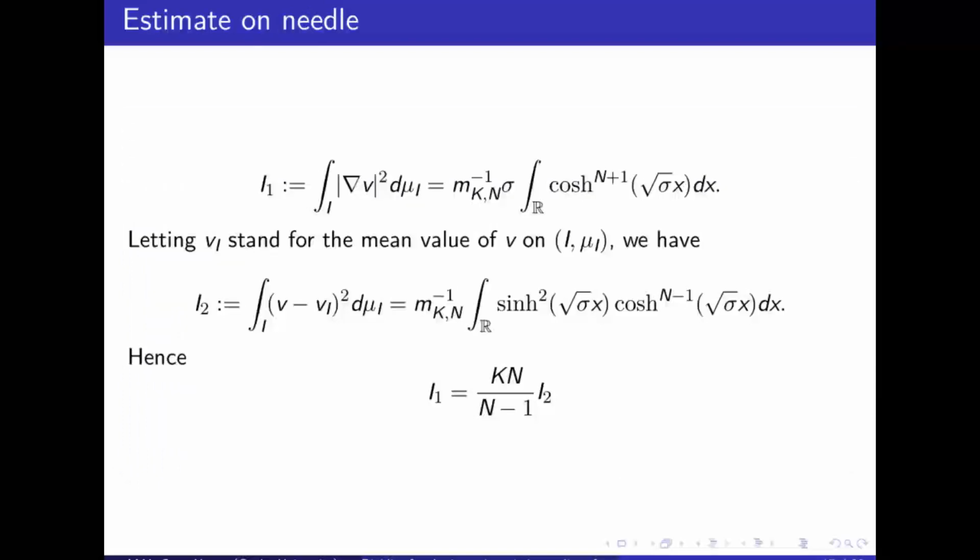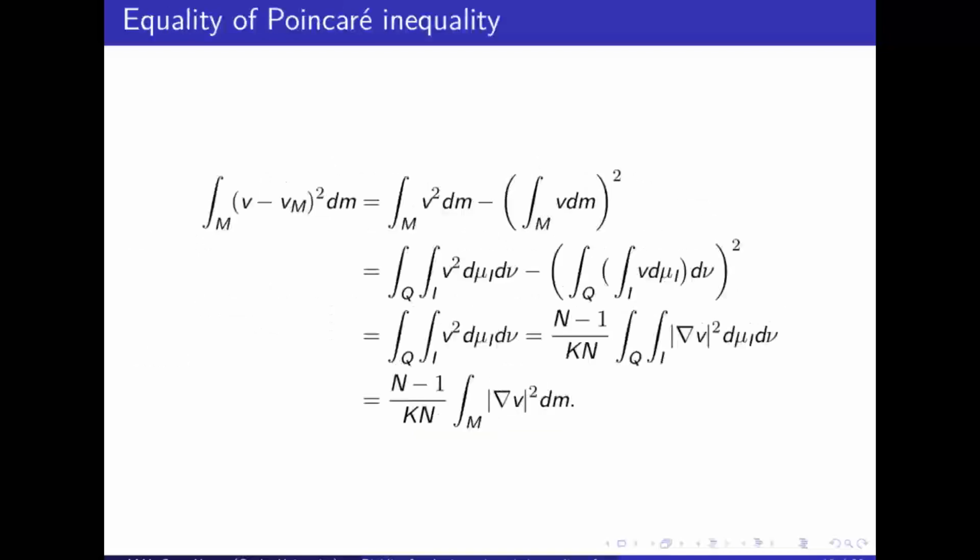Here I give a simple calculation on a one-dimensional needle to show the equality of the sub-spectral inequality on the one-dimensional space, and it is very easy to verify by yourself. It is in step 3 that we take the integral over the needles to show the equality of the sub-spectral inequality on high-dimensional space, and it is also very simple to verify.